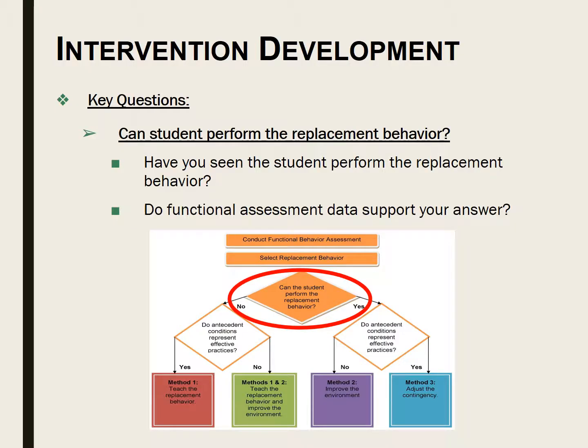Using that replacement behavior, you're going to ask yourself a key question: can the student perform the replacement behavior? To answer this question, ask yourself, have you seen the student perform the replacement behavior? Have you seen him do this in other settings? And do functional assessment data support your answer? You're simply going to answer this question with a yes or no, and that's going to guide you on to which side of the flow chart you're going to go.